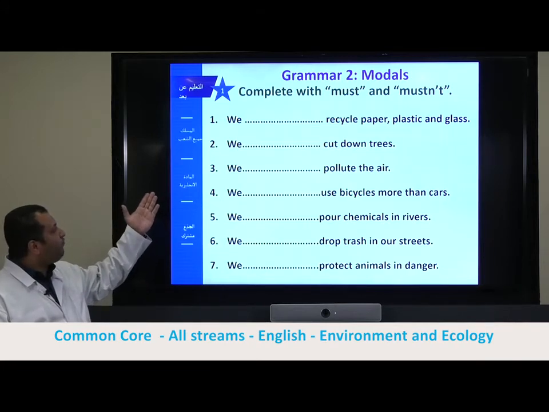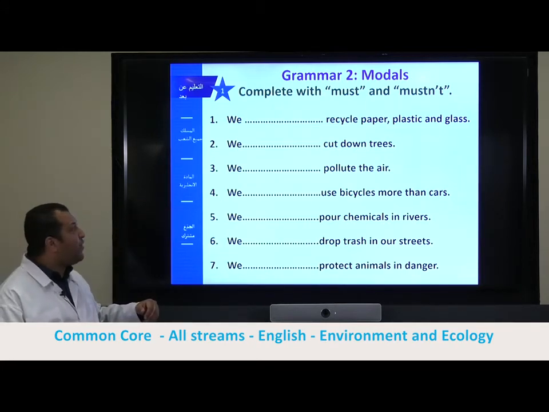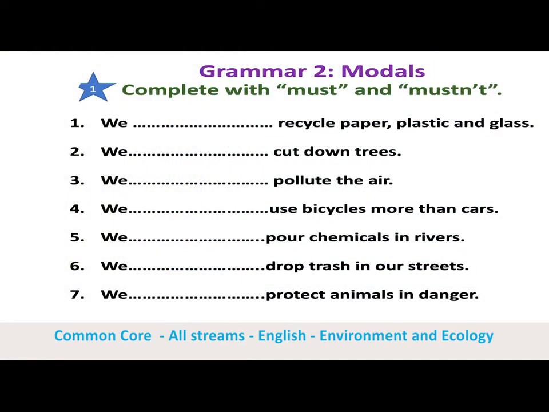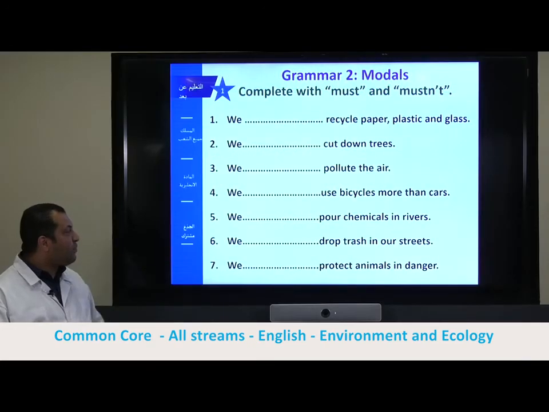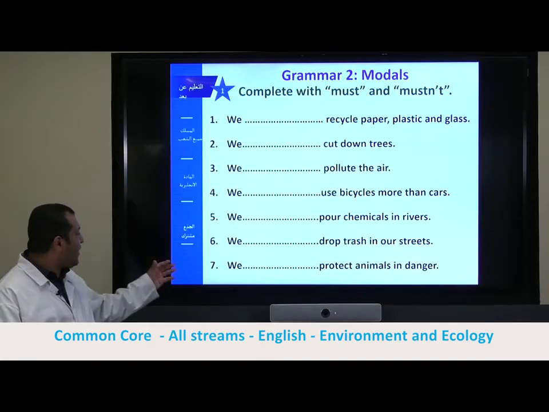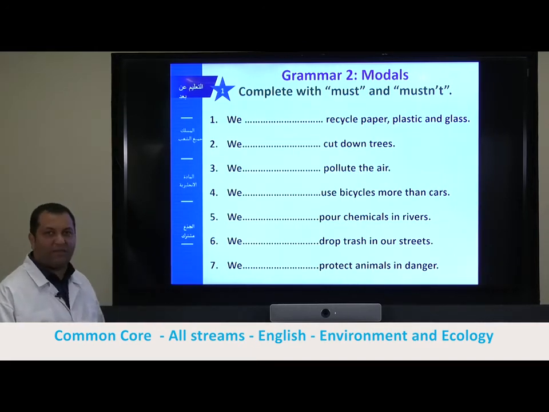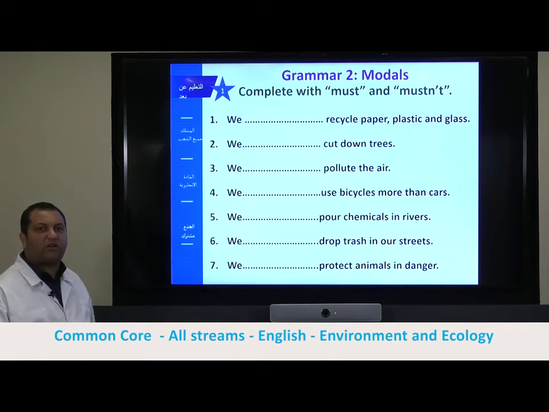Number one, we recycle paper, plastic, and glass. 2. We cut down trees. 3. We pollute the air. 4. We use bicycles more than cars. 5. We pour chemicals in rivers. 6. We drop trash in our streets. Finally, 7. We protect animals in danger. Please take a few minutes before we start the correction.